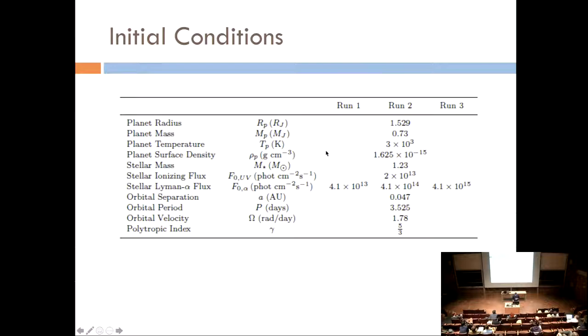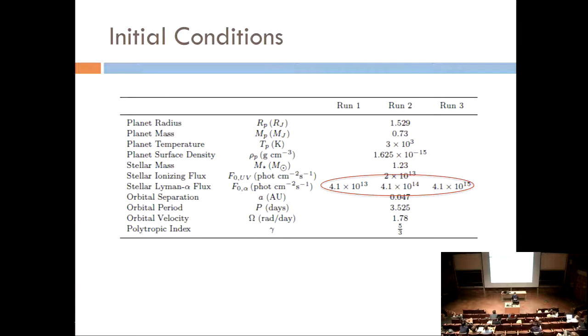We've got a fairly small Jupiter, or hot Jupiter as these things go, with a mass of 0.73. I won't go into the other details, they're not important. The thing we want to watch is we're going to do three runs: below the threshold, around the threshold, and 10 times above the threshold. So this is going to be our low, intermediate, and high flux cases. And we want to see, does anything happen in any of these cases?